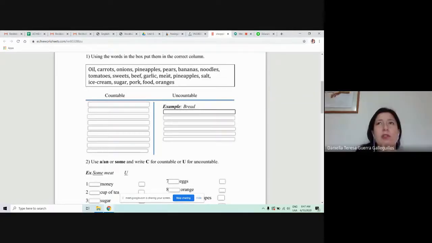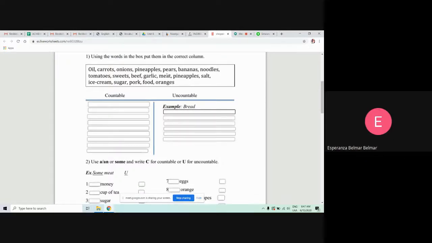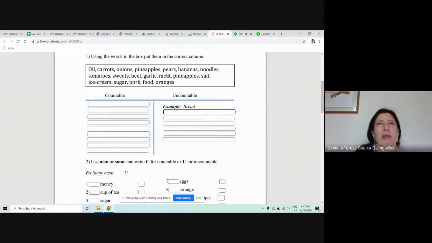Noodles. Noodles are pasta. Son los fideos. Incontable. Uncountable because they are too many in a packet. You don't eat one. Tomatoes. Tomatoes and sweets. Countable. Countables. Sweets. Sweets son los dulces. Caramelos. Beef is meat. Beef and meat.